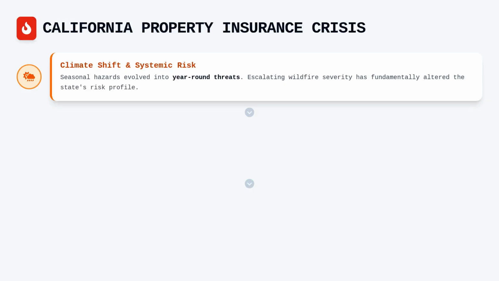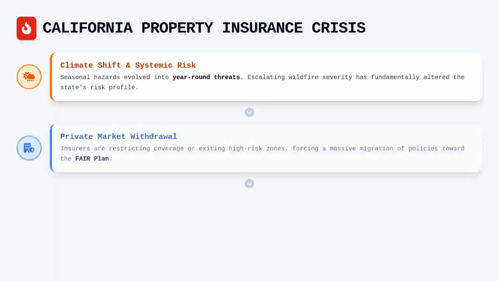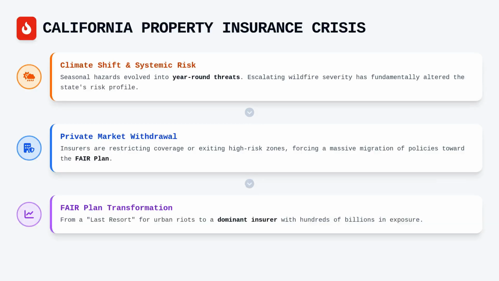This environmental shift has placed unprecedented strain on the FAIR Plan, which was originally established to handle urban riots and localized brush fires, rather than systemic, climate-driven catastrophes. As private insurers began restricting coverage or withdrawing entirely from high-risk zones, the FAIR Plan experienced a dramatic surge in policies. This influx transformed it from a true mechanism of last resort into one of the largest property insurers in the state, holding hundreds of billions of dollars in total exposure.